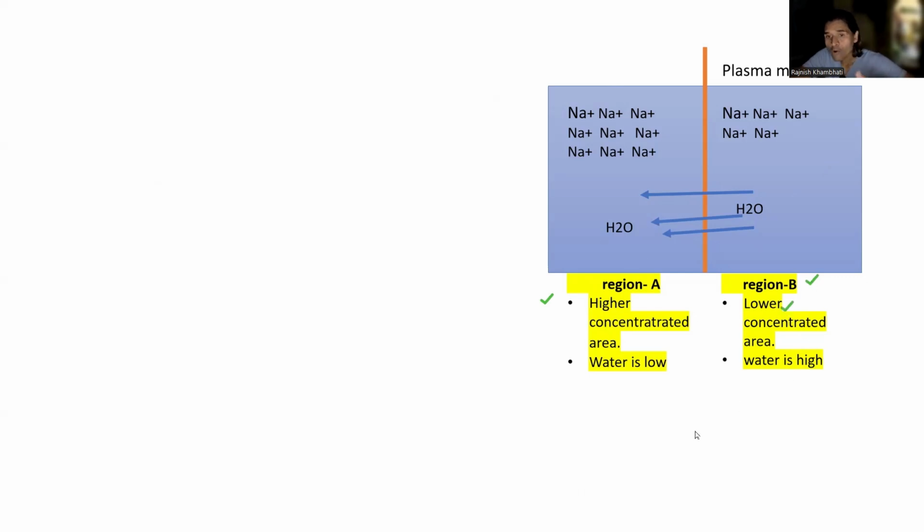Why low? Why high? Count the Na plus. Over here, 9 Na plus is there in region A, whereas in region B, you can see only 5 Na plus is there. So basically it is low and it is high. That is why Na is high over here and Na is low that side.